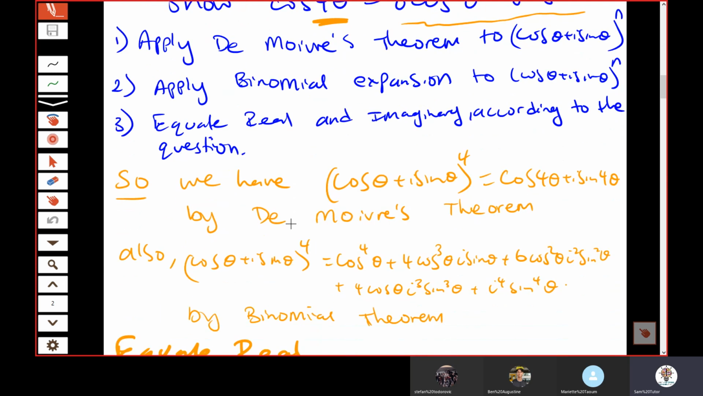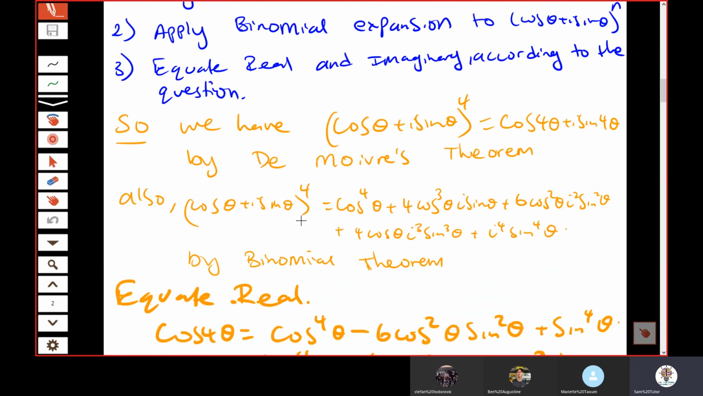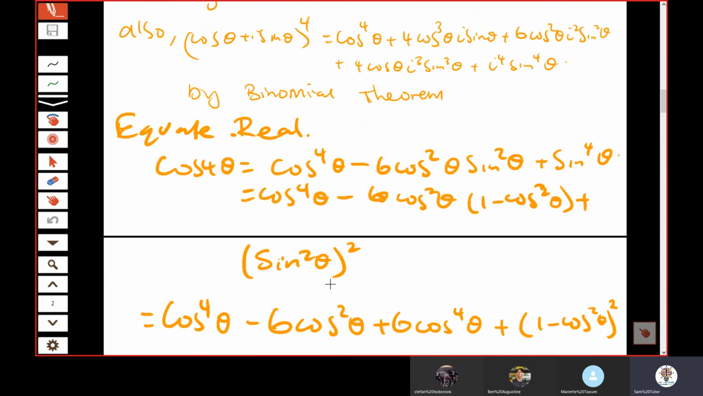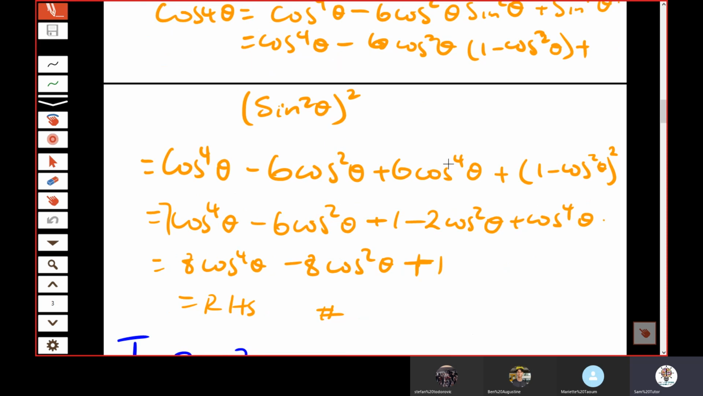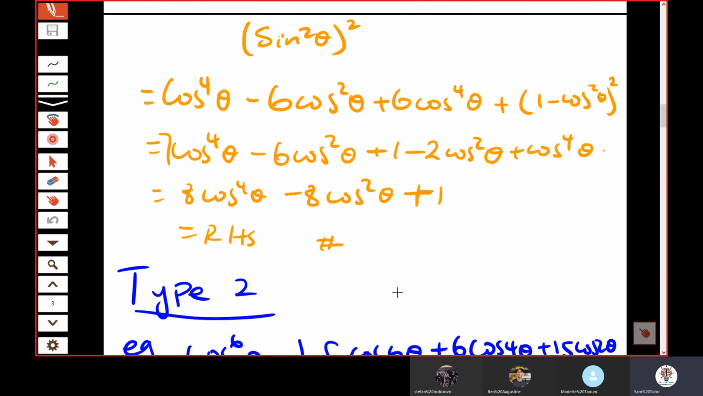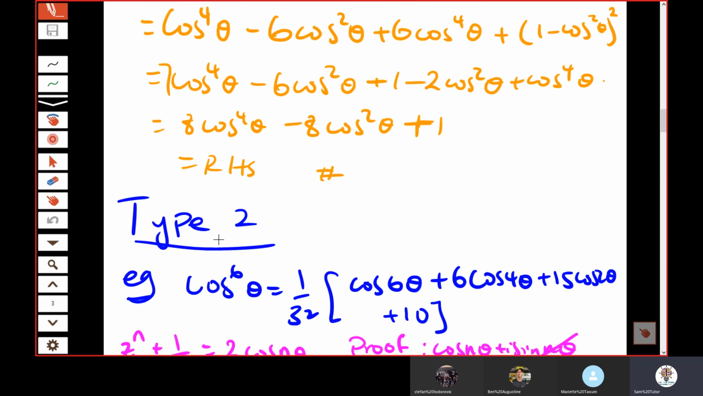Just tell me when something doesn't make sense. By De Moivre's and the binomial theorem, equate real, and it will look something like this. Equate imaginary. If you wanted to make it all in terms of cos, you change your sine squares to that. Type 2 looks like this: power in terms of multiples.